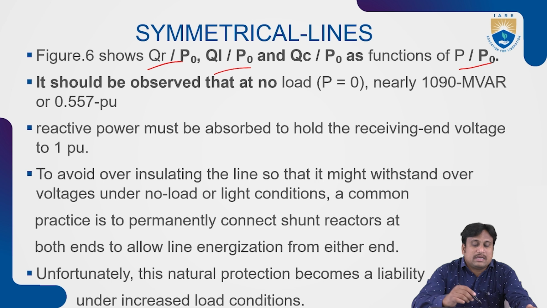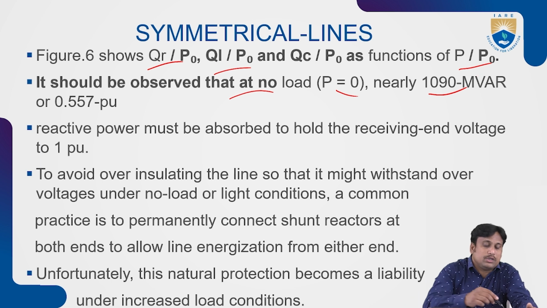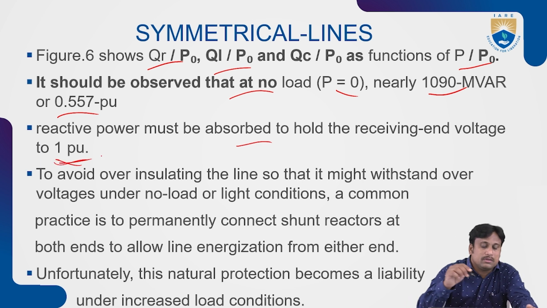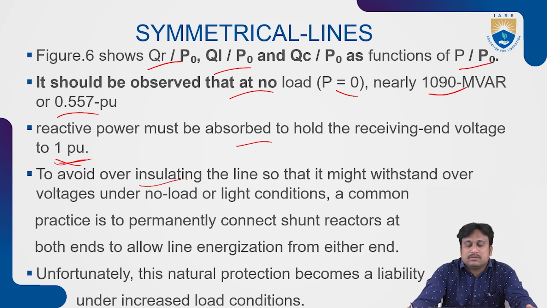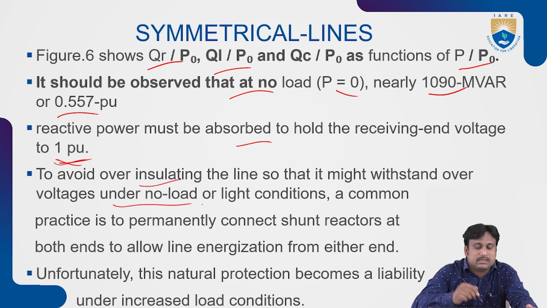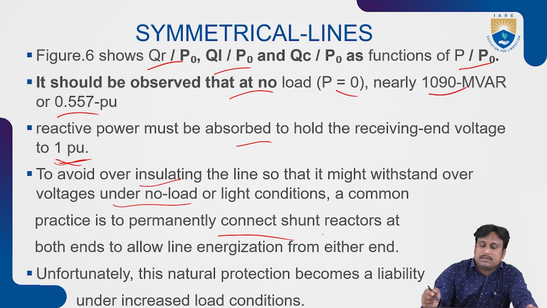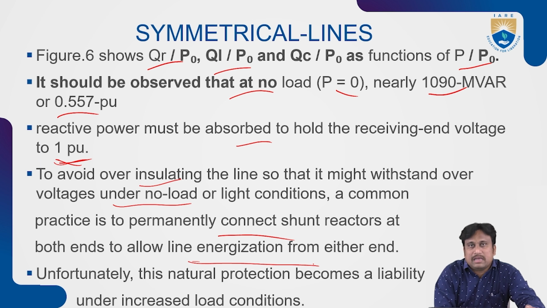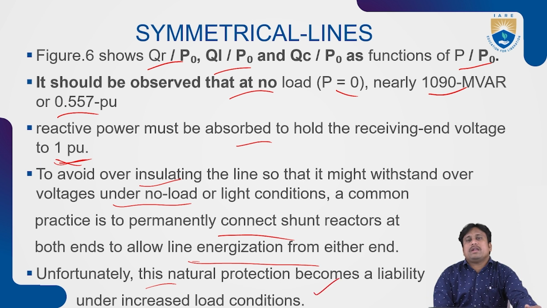It is observed that at no load, P becomes 0, and the reactive power is nearly 1090 MVAR or 0.557 per unit. So reactive power must be absorbed to hold the receiving end voltage at about 1 per unit. To avoid overvoltage, the line must withstand overvoltage under no load or light load conditions. A common practice is to permanently connect shunt reactors at both ends to allow line energization from either end of the line. Unfortunately, this natural protection becomes a liability as load increases. This must be noted as we are operating symmetric lines.